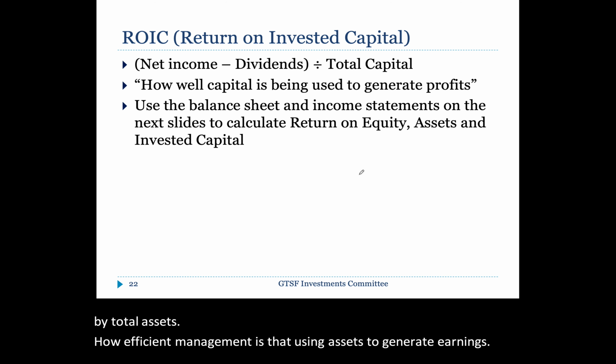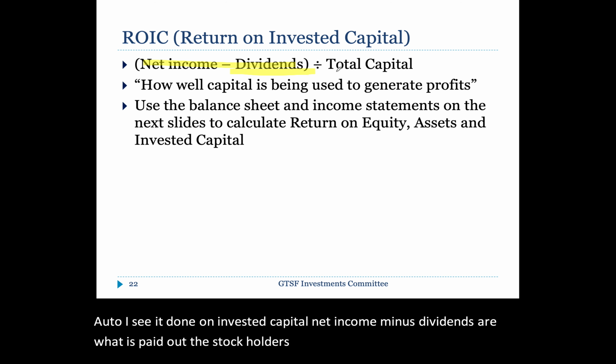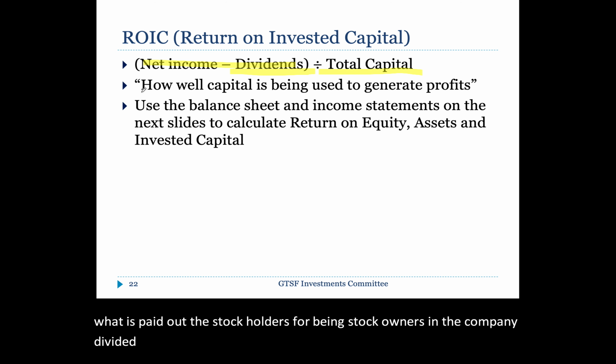ROIC, return on invested capital. Net income minus dividends. Dividends are what is paid out to stockholders for being stock owners in the company, divided by total capital. How well capital is being used to generate profits.